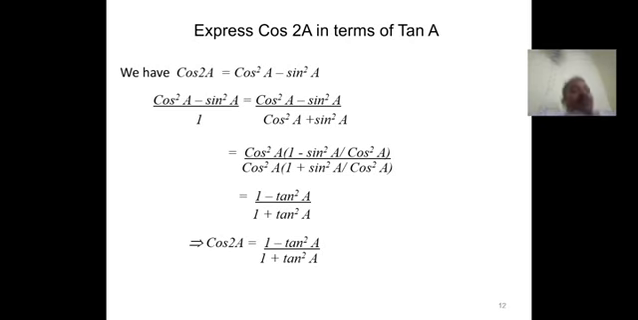Now I repeat all these four principles for cos 2a. First one is cos square a minus sin square a. Second one is 1 minus 2 sin square a in terms of sin. In terms of cos, 2 cos square a minus 1. In terms of tan, 1 minus tan square by 1 plus tan square. These four are the principles for cos 2a.